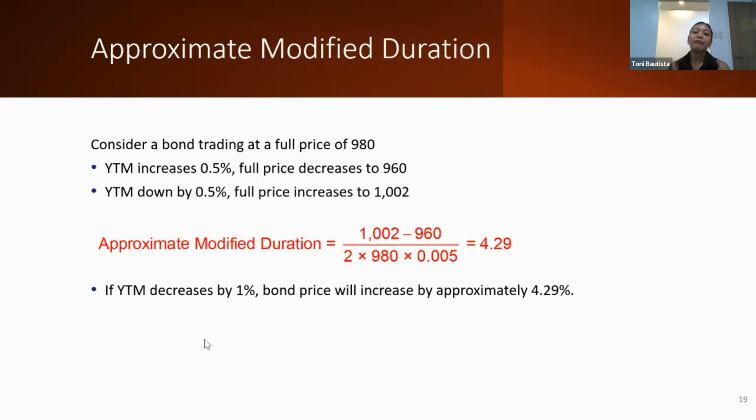This means that if your YTM decreases by 1%, so without doing any calculations, you know that if your yield decreases, you should expect that bond prices will move higher, because of that inverse relationship between yield and prices. So if your YTM decreases by 1%, you should expect that the bond price will increase by approximately 4.29%. That's why we use modified duration or approximate modified duration in order for us to ascertain the sensitivity of a certain bond to yield changes, because we are able to calculate and estimate by how much the bond price will move by just looking at our approximate modified duration.